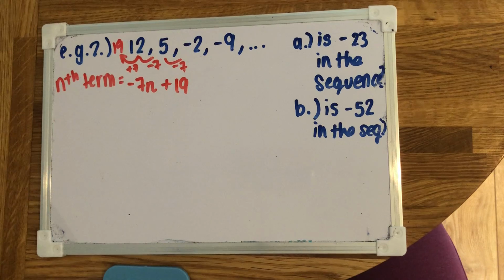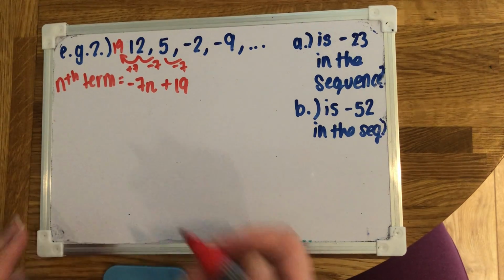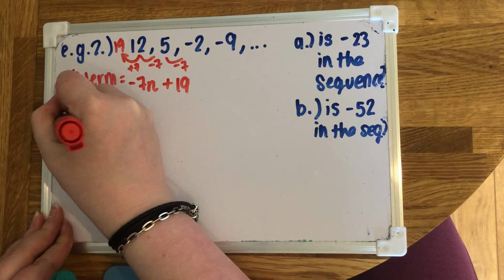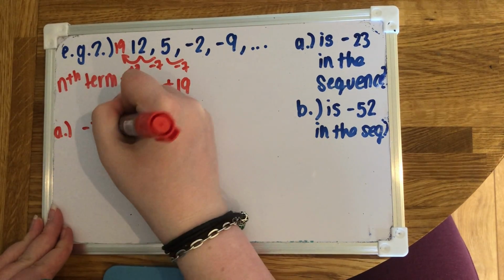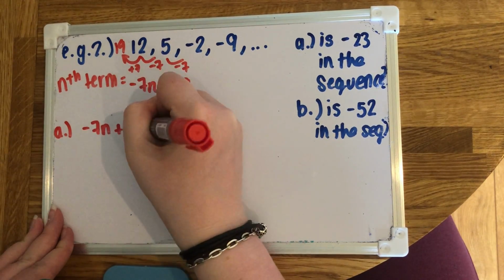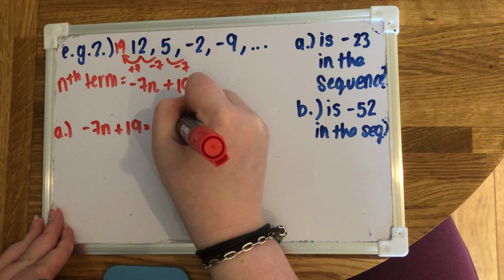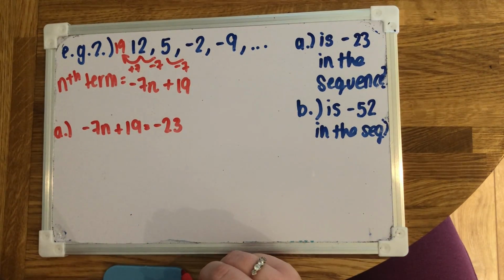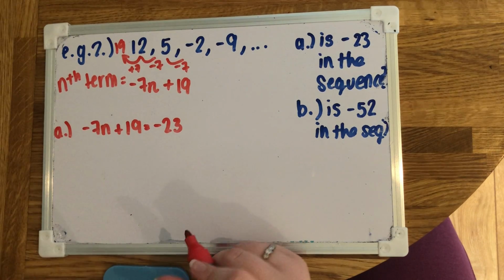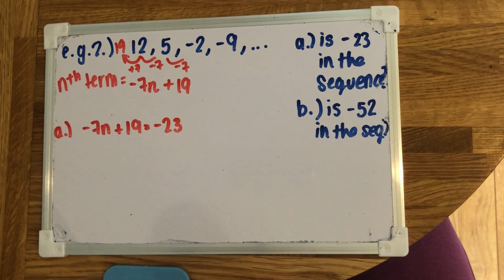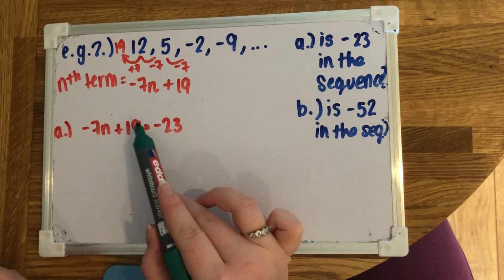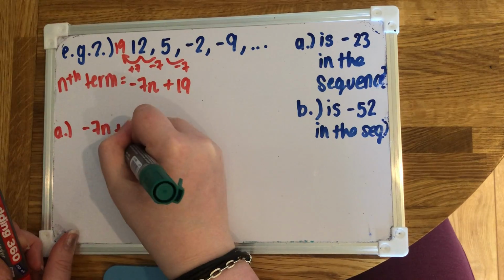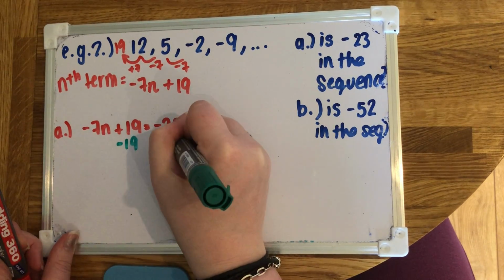Okay, so for the next bits, the actual answering of the question. So we write the nth term and make it equal to the number that we're looking at, which is negative 23. Okay, now there are different ways of solving this. I'm just going to do it the same way as what we did the other one. I'm going to deal with the number that's on its own. So we've got this plus 19, so I'm going to subtract it from both sides.